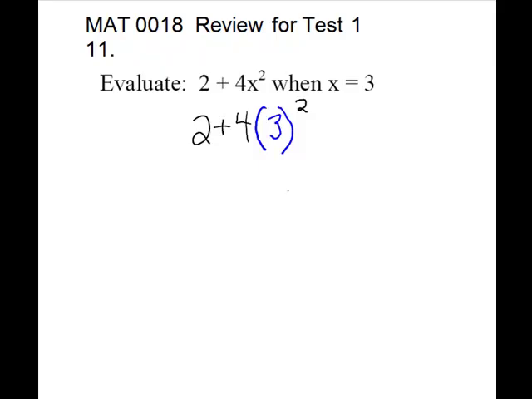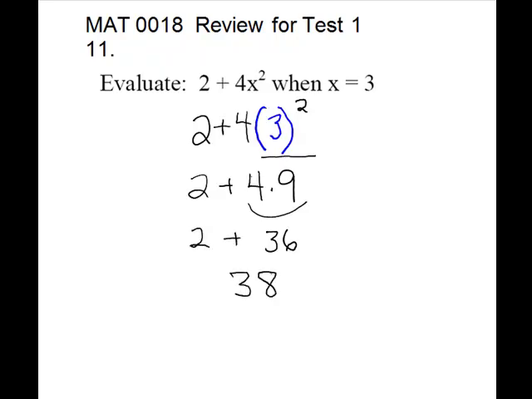The parentheses don't really count because they don't have math inside. Level 2 would be exponents. So we're going to work out our 3 squared, means 3 times 3, which is 9. Keep your operation right here, which is multiplication, a number right beside a parentheses. And then multiplication needs to go before addition. So 4 times 9 is 36, plus 2 will give us 38.